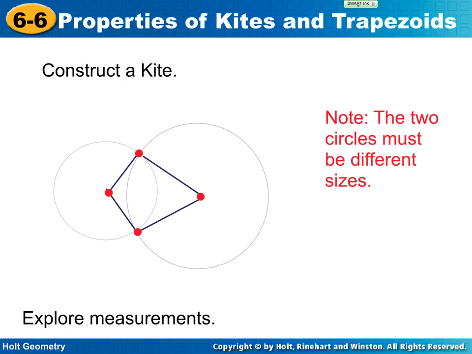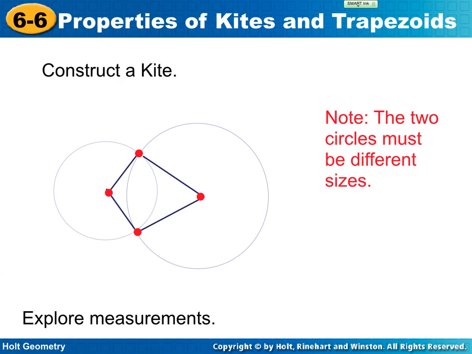Then make a circle with one of those points as its center. I don't care exactly how big, but don't go too big. You don't want it to be past the center point of the other circle. So keep the circles between the 2 centers. So draw 1 circle here.